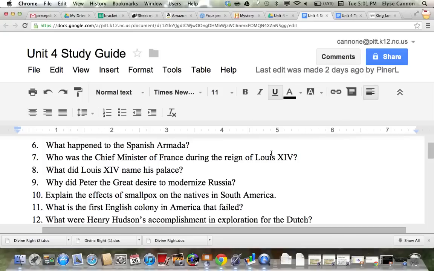What did Louis XIV name his palace? It is the Palace of Versailles. It is an immaculate, beautiful, giant palace that shows off his status, and he had a great amount of servants there, and that is where he ruled. His government was from Versailles in France.